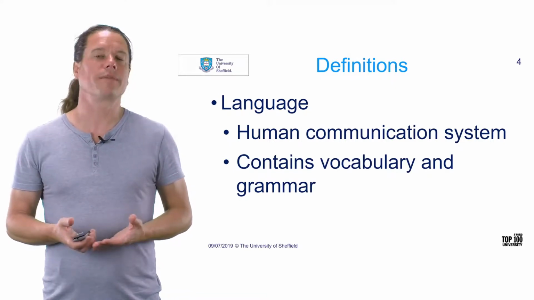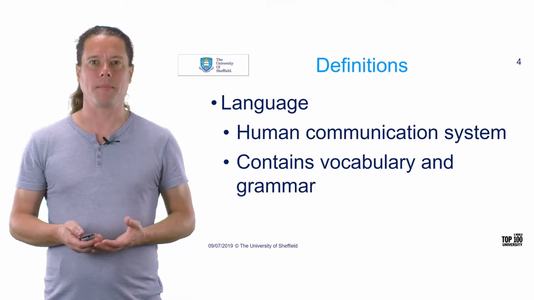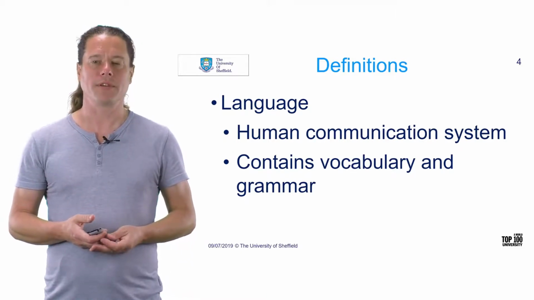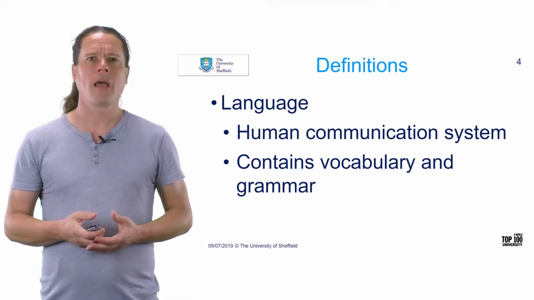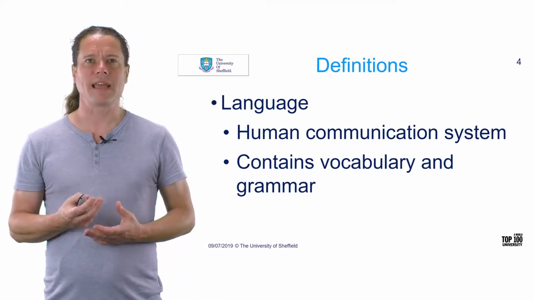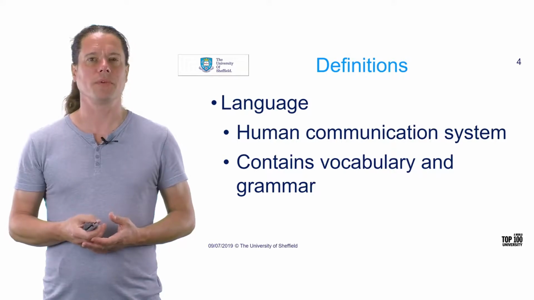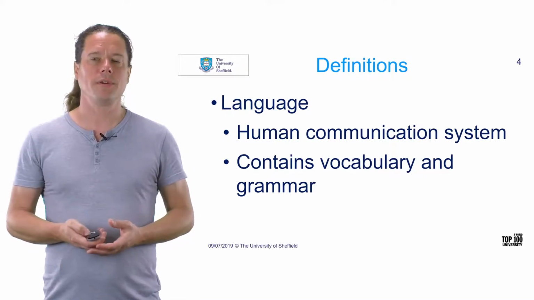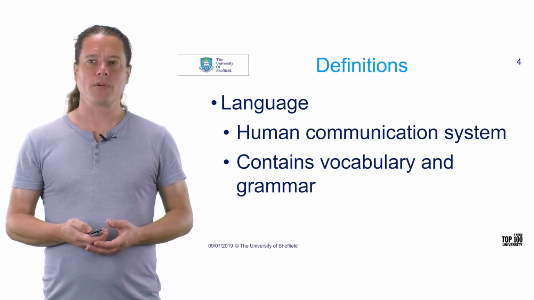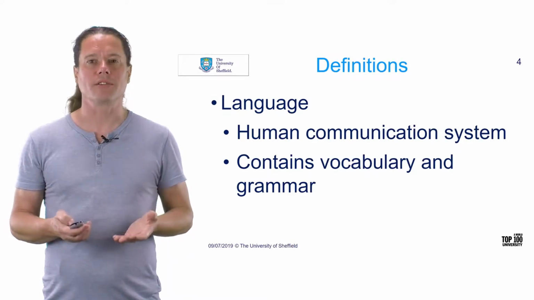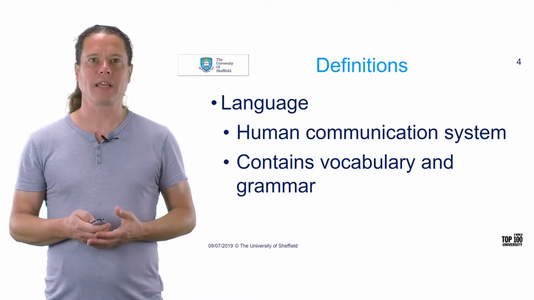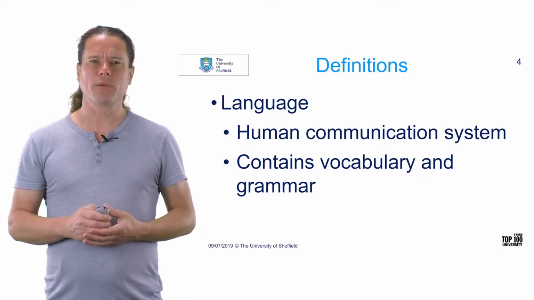Obviously, other animals have communication systems. We know that dogs communicate with each other and cats can communicate with each other. We know that dolphins can communicate with each other. But what we're talking about today is the human communication system that we call language. But then, of course, humans have lots of different communication systems. You can wave at someone, you can smile at someone, you can throw a rock at someone. These are all ways of communicating. So what do we think language is?